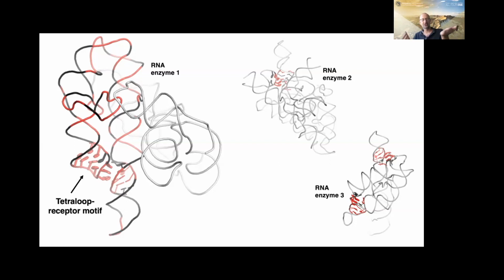This is a motif. I'll lead us to the definition of motifs. So it brings two regions together, stitches them together. You can find the same thing in different RNA enzymes, shown here, and sometimes even multiple times in the same molecule, where you're going to find two different regions that are going to be stitched together by that same tetraloop receptor motif.